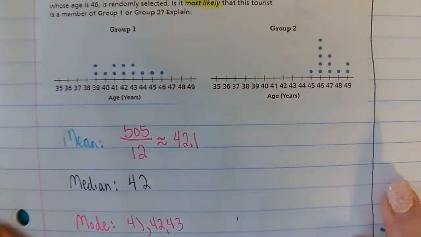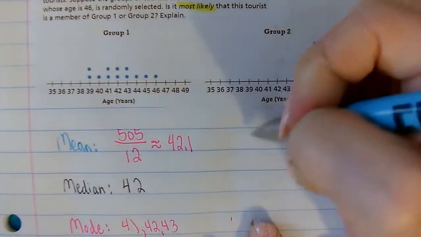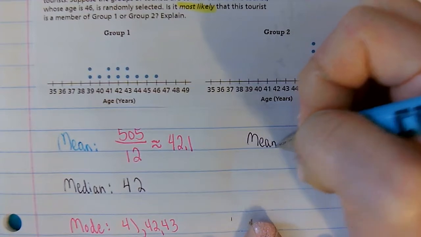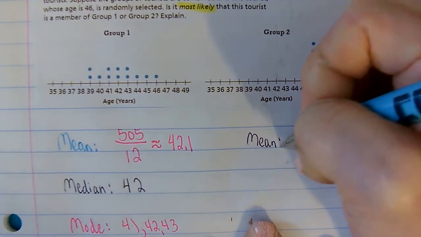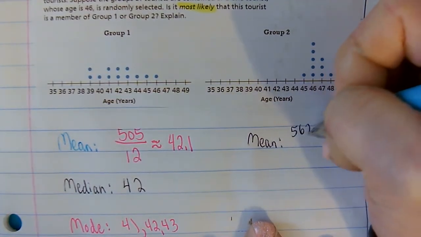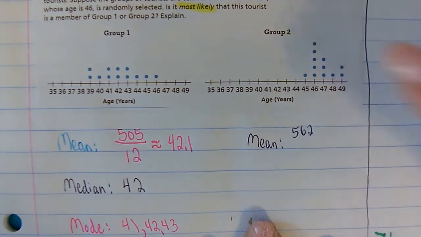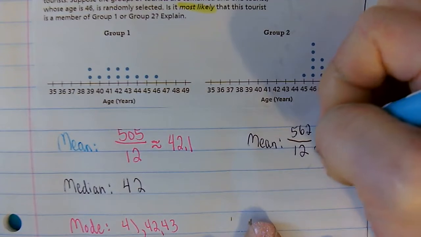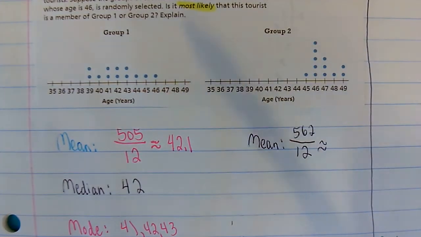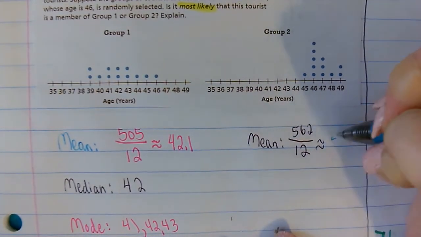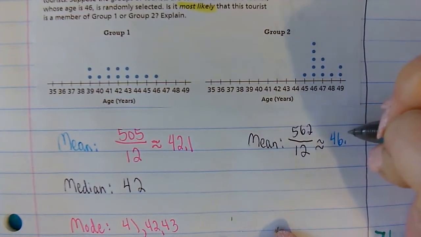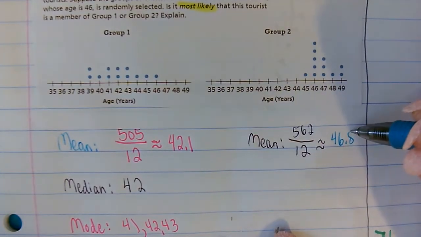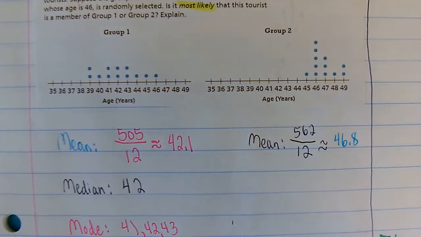Group 2. The mean for group 2, we'll add all these numbers up, and that adds up to 562 if you add all these up. Divide by, once again, there are 12. Okay? And we round this to the tenths place, you get 46.8. Okay? Now let's look at the next thing, the median, or the middle number.